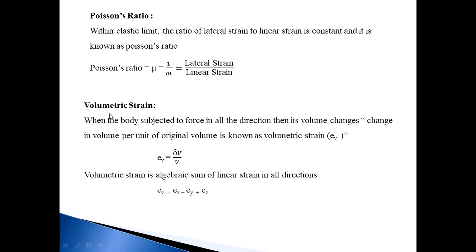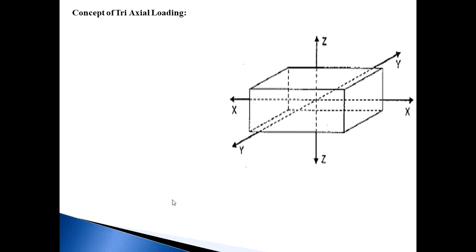Then next, volumetric strain. When the body is subjected to forces in all directions, the volume changes, and the change in volume per unit original volume is known as volumetric strain, denoted by EV. So EV is equal to change in volume upon original volume, and volumetric strain is the algebraic sum of all linear strains in all directions, that is EV is equal to EX plus EY plus EZ. So let us see the mathematical concept for this volumetric strain.